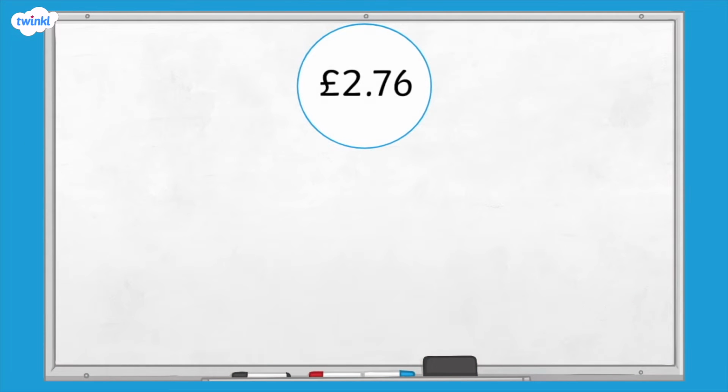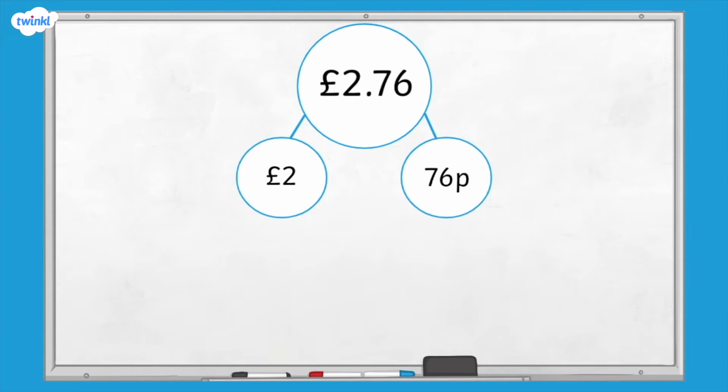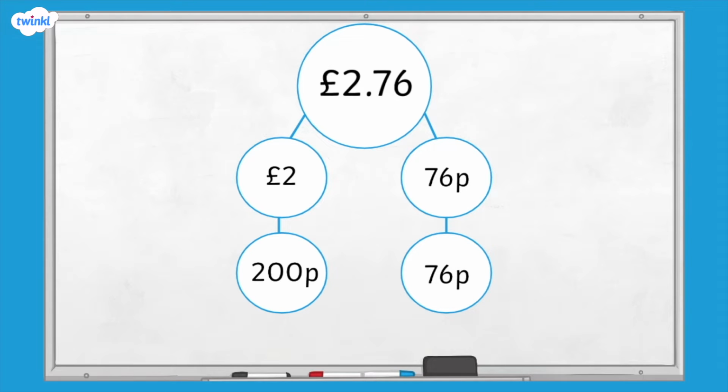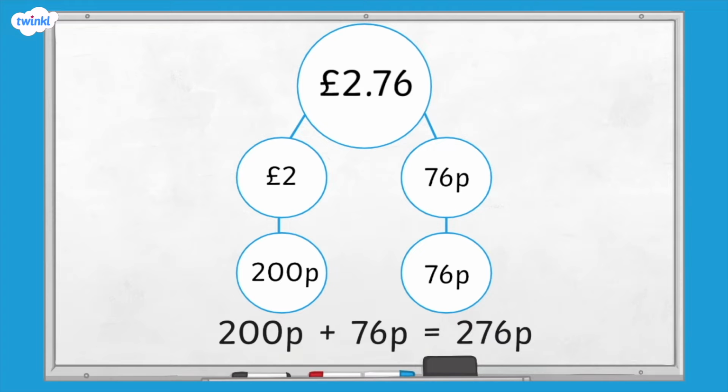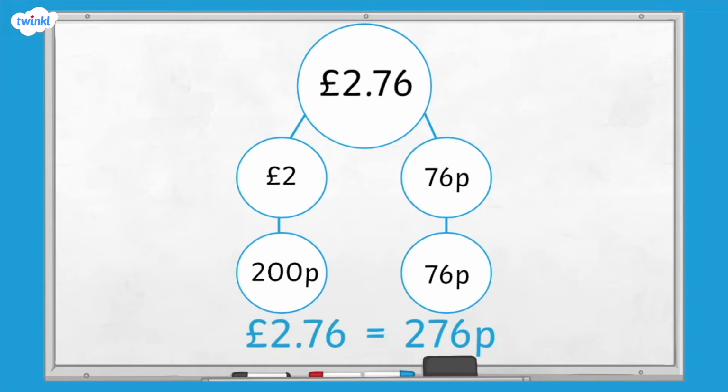Sometimes it can be helpful to use a part-whole model to convert pounds into pence. For example, here we have £2 76 pence. I can partition this amount into £2 and 76 pence. £2 is equivalent to 200 pence. We also have 76 pence. In total, we have 276 pence. We would say that £2 76 is equivalent to 276 pence.